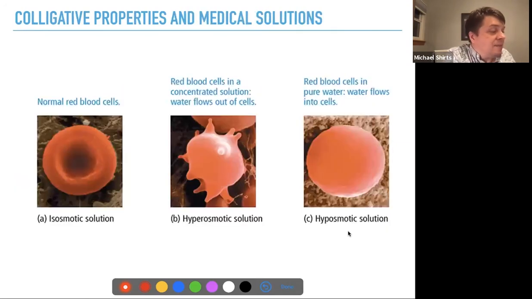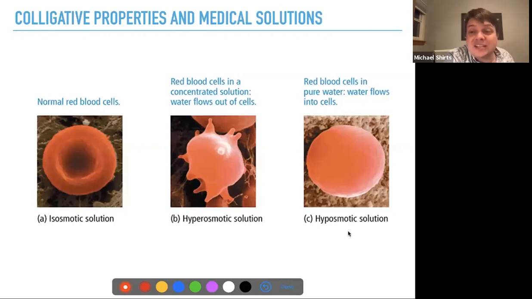Again, colligative properties are very important in biology and medicine. If you put a normal red blood cell in an isoosmotic solution that has the same concentration of water inside the cell and outside the cell, then it has the nice little indented disc shape like it's supposed to. But if you put it in a solution that has too much salt, it deforms in a weird way. And if you put it in pure water, then the water flows into the cell and it swells up and bursts.